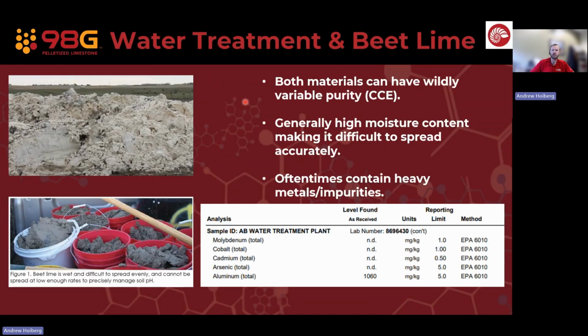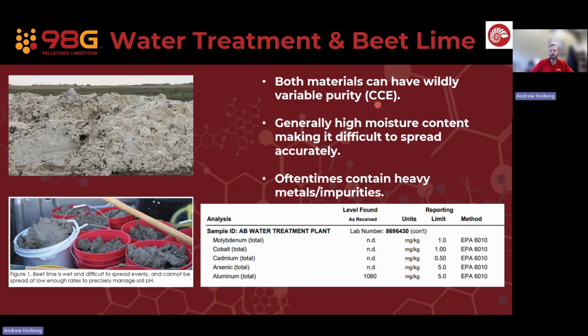Looking at water treatment and beet sugar lime, these materials are very dependent on A, the feedstock of limestone that goes into the process, and B, the actual process itself, which makes these byproducts. They almost always have a high moisture content, so they're difficult to apply. You can see how sludgy these materials look in these pictures. They also can be very finely grained, so once they do dry out, it's hard to spread them effectively, so you are kind of hit on both sides of wet and clumpy versus dry and powdery, making them difficult to spread in either scenario.